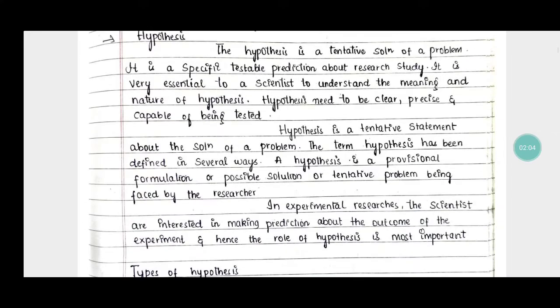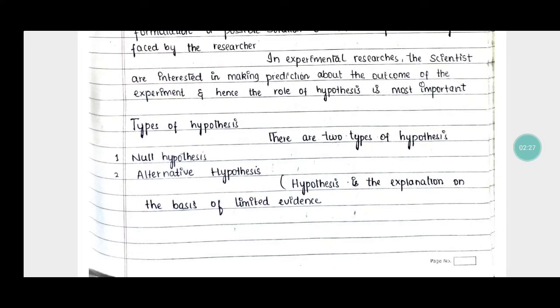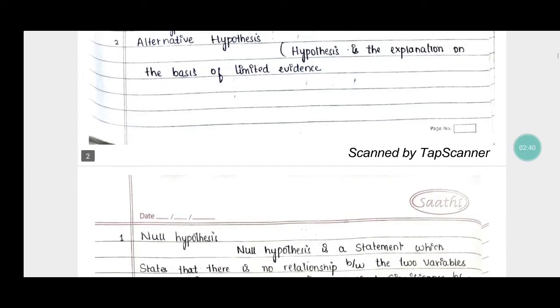So the hypothesis is a tentative statement about the solution of a problem, where the term hypothesis has been defined in several ways. A hypothesis is a provisional formulation or a possible solution to a tentative problem being faced by a researcher. So the types of hypothesis. There are two types of hypothesis, null and alternative, where the hypothesis is the explanation on the basis of limited evidence.